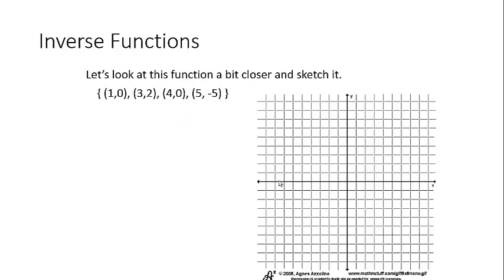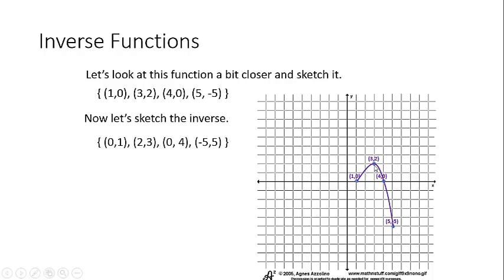Here it is. So here are the points, and here on the graph you see the points were plotted: (1, 0), (3, 2), (4, 0), and (5, 5), (5, negative 5). And notice how this line that we just graphed is a function. Okay, and we had found the inverse by switching the coordinates. So I'm going to go ahead and plot these points also on this coordinate plane. And here they are: (0, 1), (2, 3), (0, 4), (negative 5, 5).